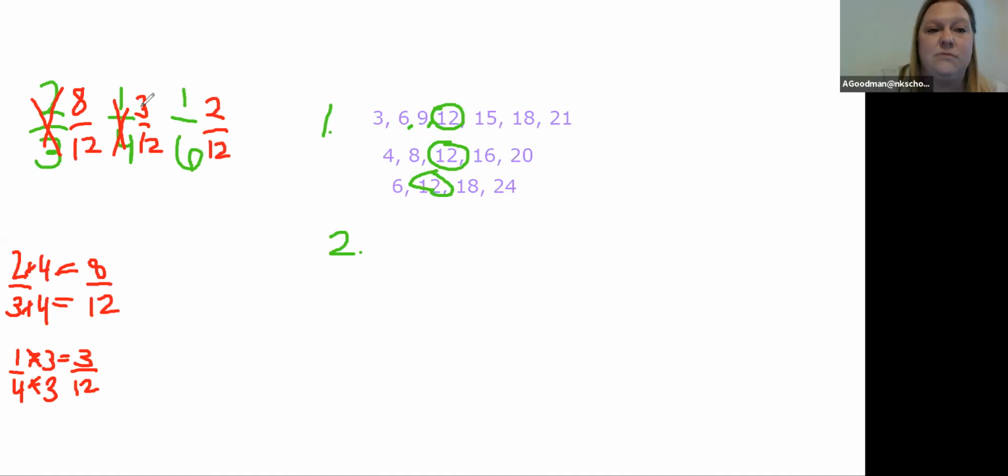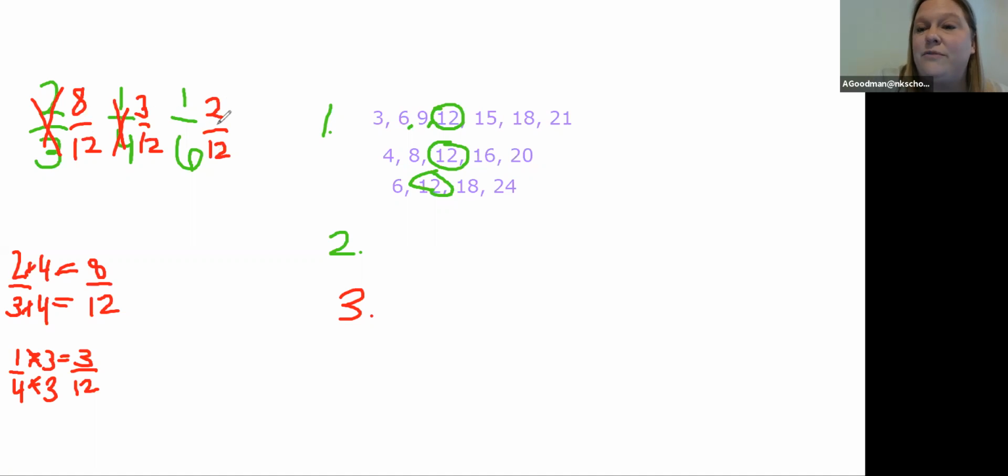All right, so now I have 8/12, 3/12, and 2/12. Step 3 is to look at the numerators to compare the fractions. If I'm listing them from least to greatest, I'm going to list them as 2/12, 3/12, and then 8/12.